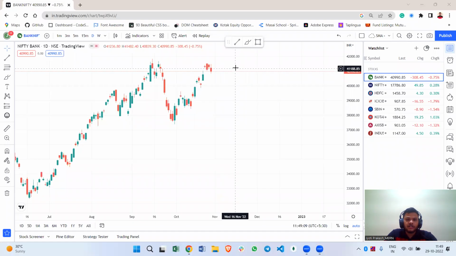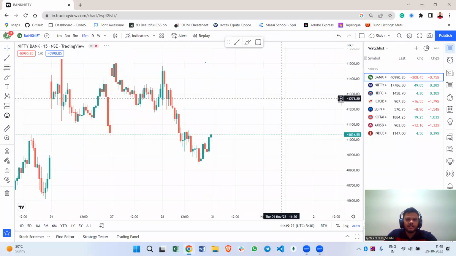But we can take the buying trade if on Monday it opens above 41,250, then we can take a trade for buying, and our target will be the 41,500 round level. Okay, now let's look into the 15-minute candle.